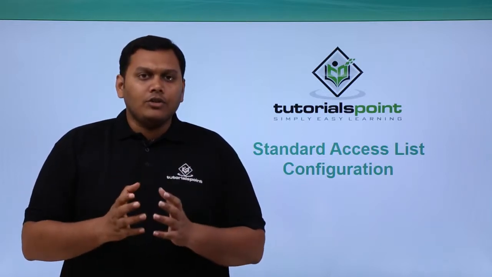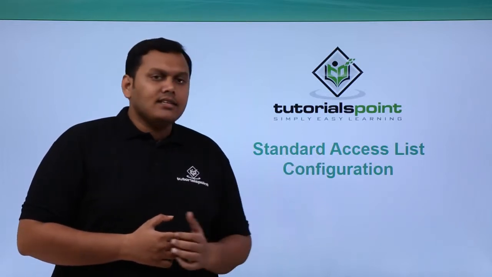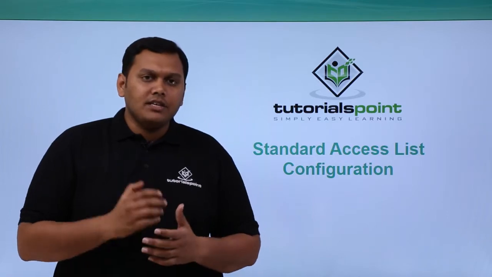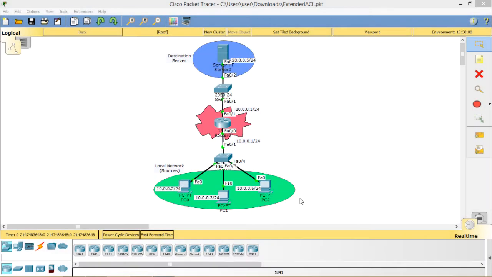In this video, we are going to discuss the standard access list configuration in Packet Tracer practically. Standard access lists are the simplest ones. With a standard access list, you can check only the source of the IP packets. But with an extended access list, you can check source, destination, and specific ports and protocols. In a named access list, you can use names instead of the numbers used in standard and extended access lists.